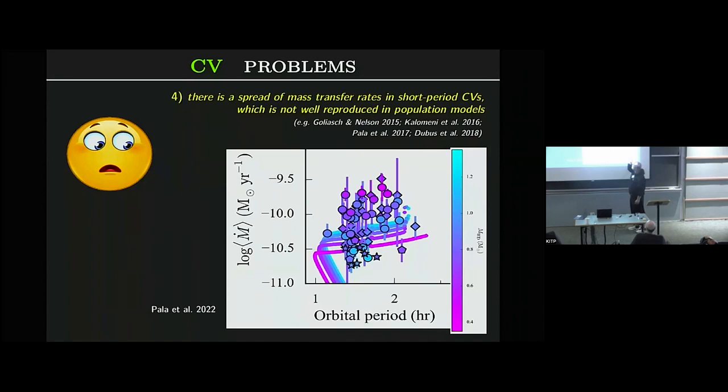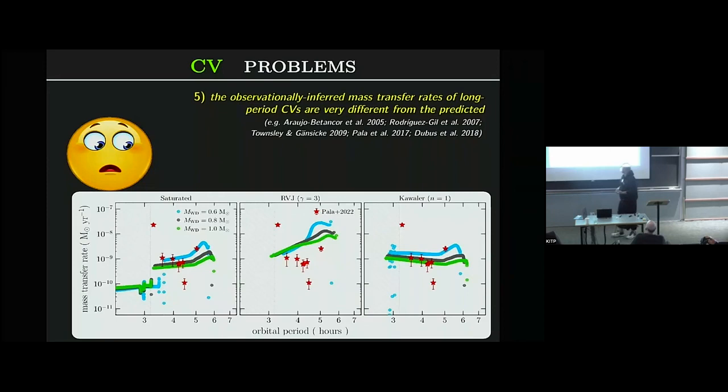And also the mass transfer rates are higher in the observations than we predict with gravitational radiation alone. This also happens for the CVs above the gap. So here I simulated three different magnetic braking prescriptions, and I added Anna's mass transfer rates from observation. Then you can see that some prescriptions can explain the systems with intermediate mass transfer rates.